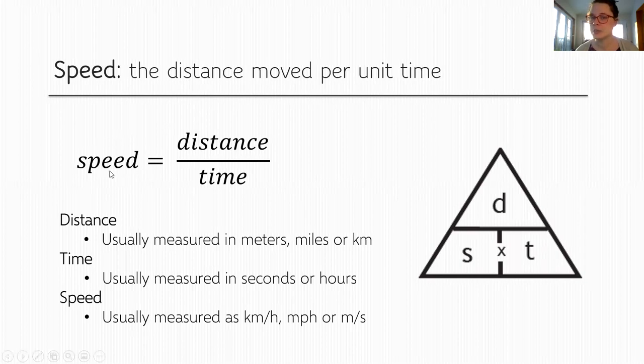So the equation for speed is distance divided by time. We can put that in a triangle form. Now, from a math perspective, I don't love the triangle form, but it does work and it does save some rearranging for us.